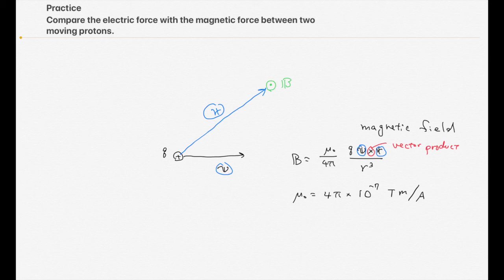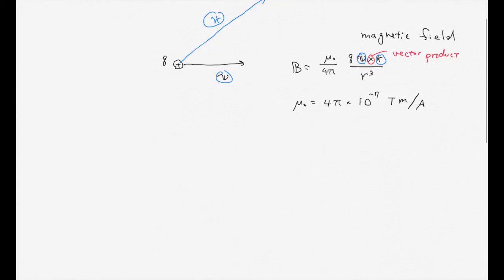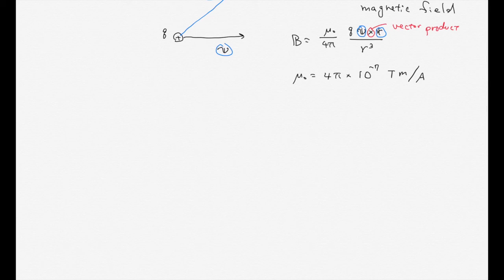Then we'd like to compare the electric force with the magnetic force between the two moving charges. So we consider the two protons moving in the opposite direction, v, and this is the v. Then at first we'd like to find out the magnetic field produced by these red protons toward the other proton. So this is the position vector r.